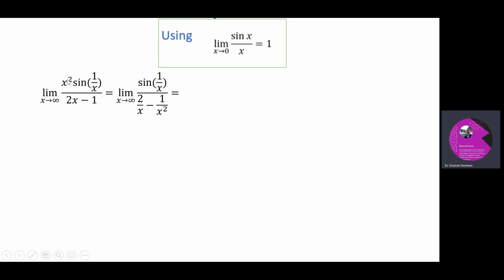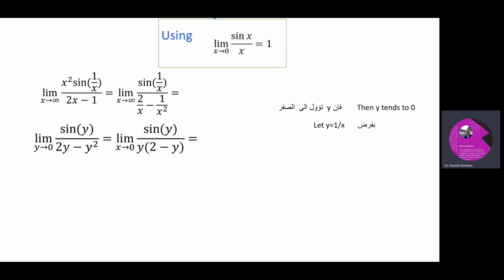So I divide, sorry, by x squared. I have 1 over here, x squared over x squared is 1, and 2x over x squared is 2 over x, minus 1 over x squared. Good. Now I substitute 1 over x by y. Remember when x tends to infinity, y equals 1 over infinity, which is 0, right? So the limit changed into y tends to 0.